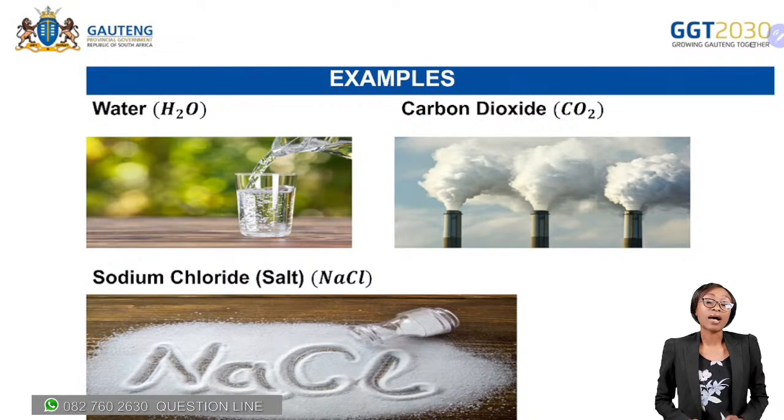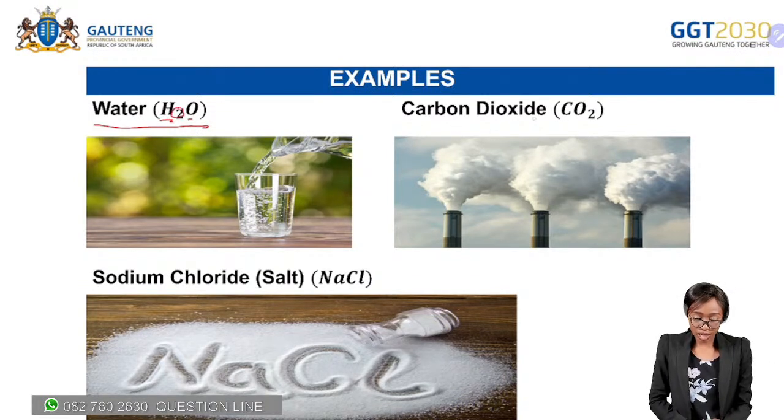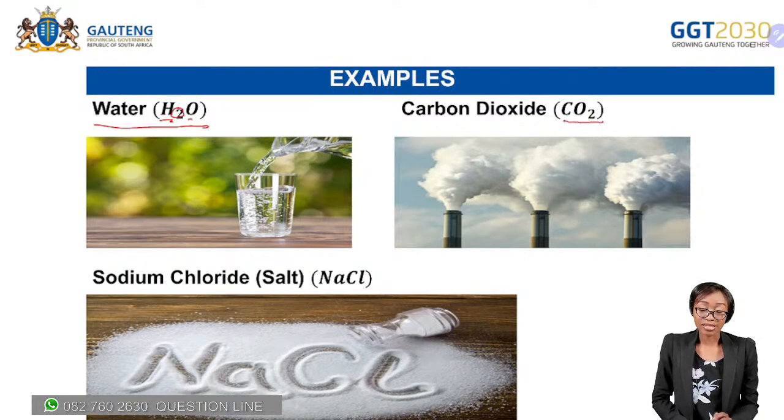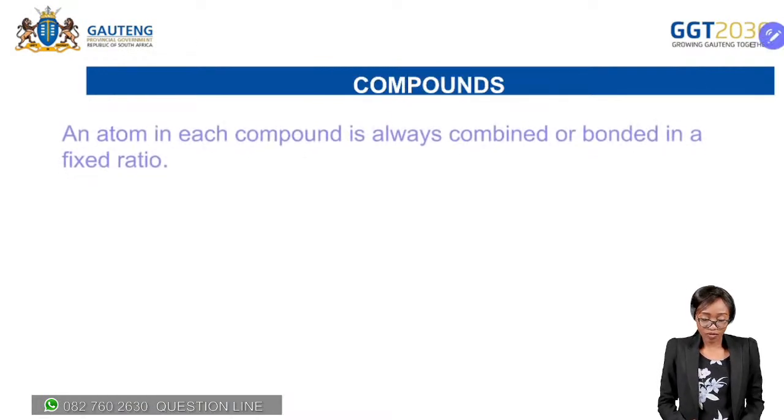Now, these are the examples that I referred to earlier. Water, the chemical formula is H2O. You make sure that the 2 is small. And then carbon dioxide, the chemical formula is CO2. And then we have sodium chloride. Actually, sodium chloride is salt, the salt that you and I use to flavor our food. We have the chemical formula, which is NaCl. So those are the examples that I've given you in the previous slide. Now let's move on to the next slide.